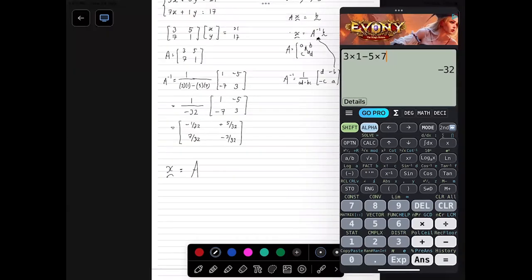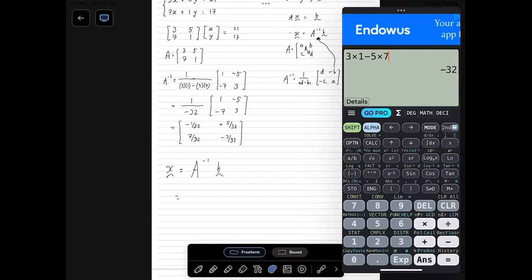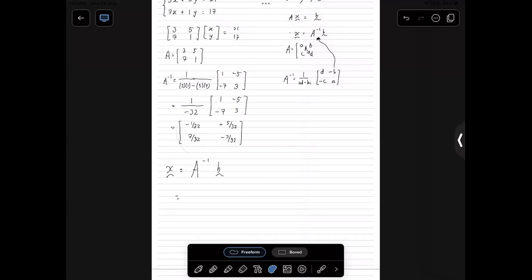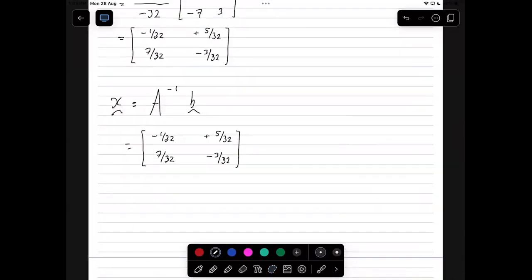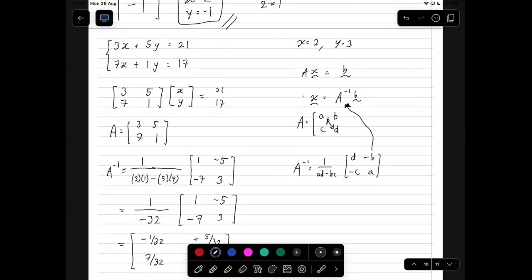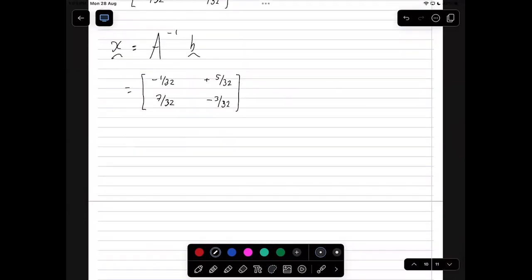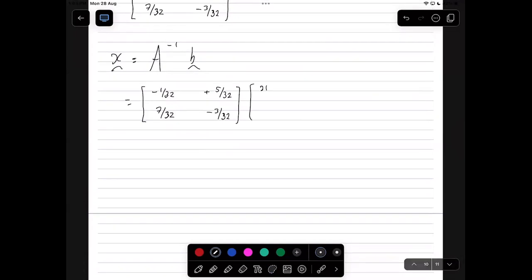Then what's the solution? X equals A inverse multiplied by B. A inverse is that guy above. Copy paste. Multiplied by B. What's B? B is 21, 17. Okay, very good. So this multiplied by 21, 17.